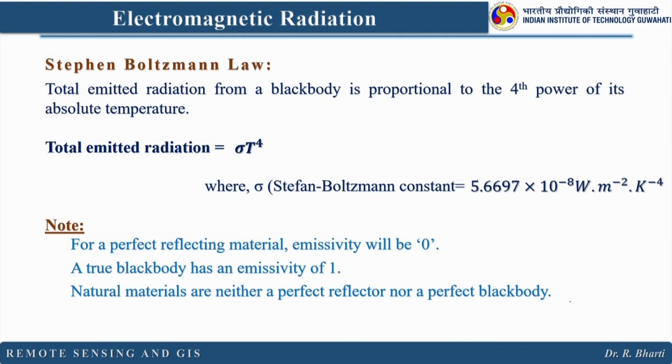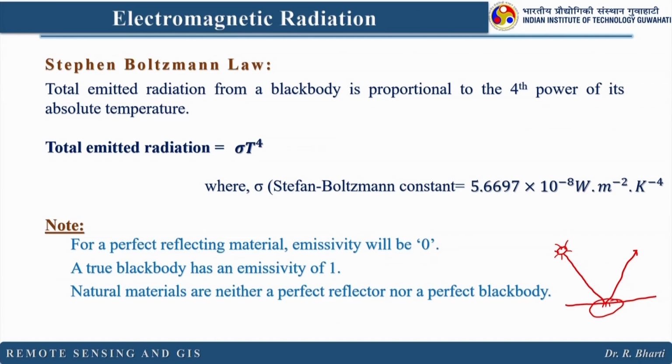Why? Because suppose this is your source, which is our sun, then this is illuminating our surface, and here we assume that whatever energy has been received by this surface is getting reflected, right. This will happen only when a material is a perfect reflecting material. So all the energy that is received will get reflected, right? And when it is getting reflected, there is no energy absorbed here, so there will be no emission. So that means emissivity will be 0.